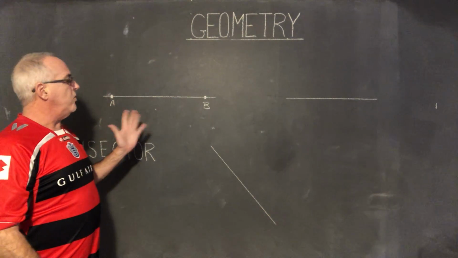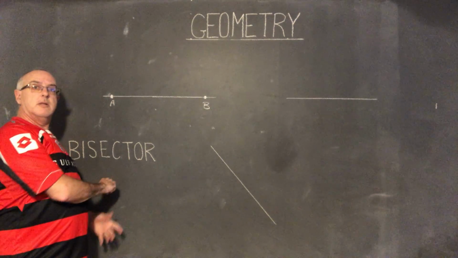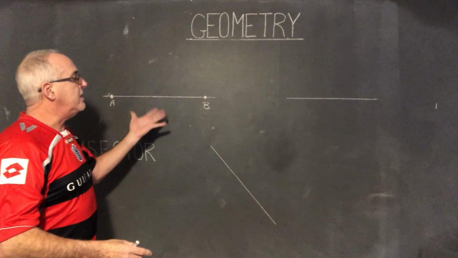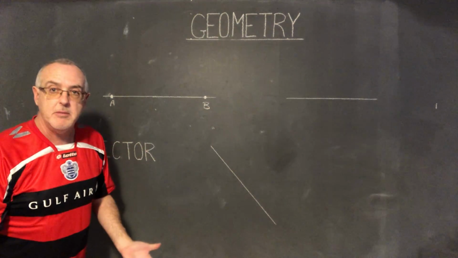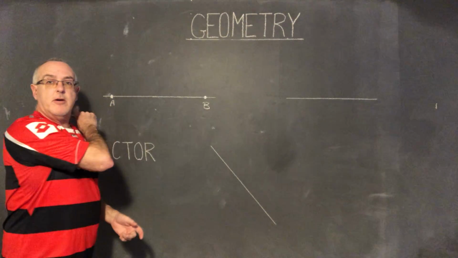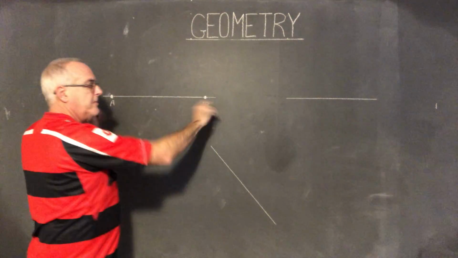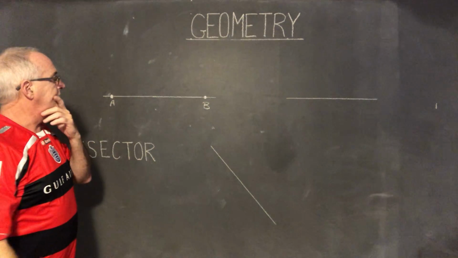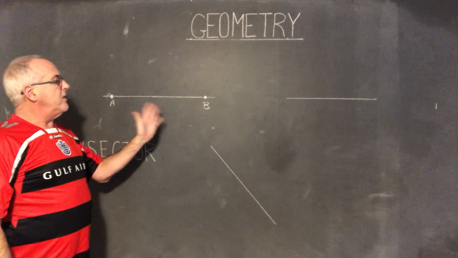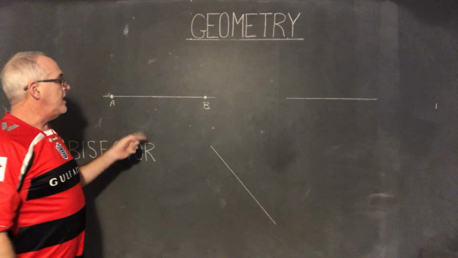Okay, so I am going to start with the bisector. What is a bisector? A bisector will bisect a line or a line segment. We have line AB here. We also have line segment AB if we imagine that the line doesn't keep on going in both directions forever. I'm going to bisect line segment AB.